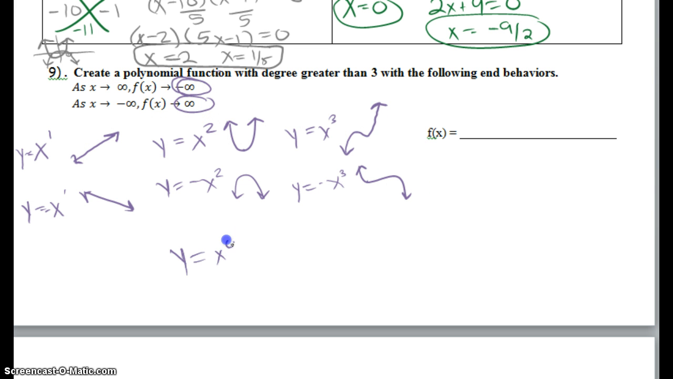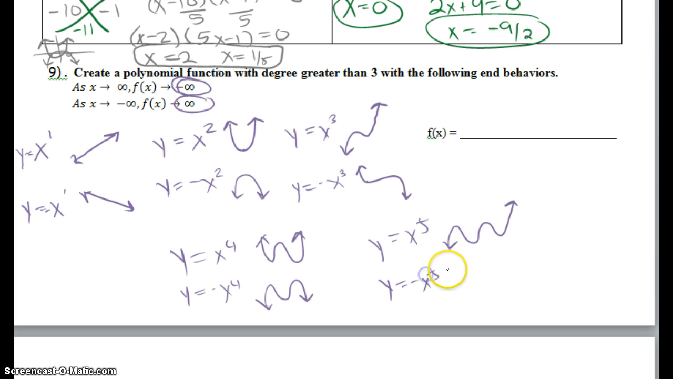So y equals x to the 4th is going to look like x squared, but just some extra turning points in there, 3 to be exact. So y equals negative x to the 4th is going to look the same thing, but face down. So x to the 5th is going to look like x cubed, but with some extra turning points. Y equals negative x to the 5th is overall going to be decreasing with 4 turning points.